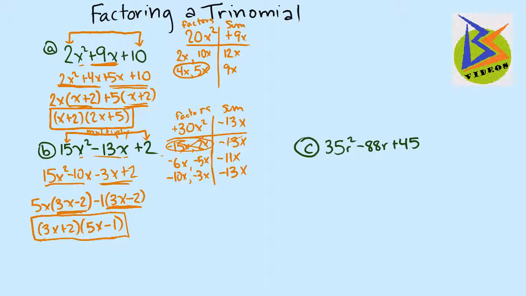All right, this last one is a little bit bigger in terms of our numbers. We're going to multiply these, and we see that we don't have a greatest common factor to shrink this down. So when we take 35 and multiply it by 45, we get 1,575r squared, and it's positive, and a negative 88r for the middle term.